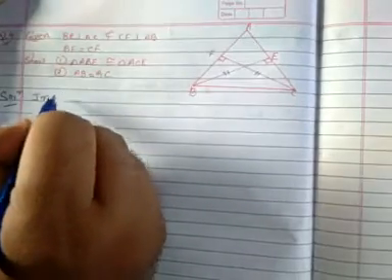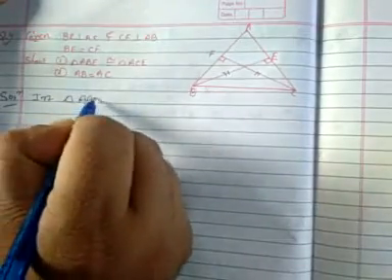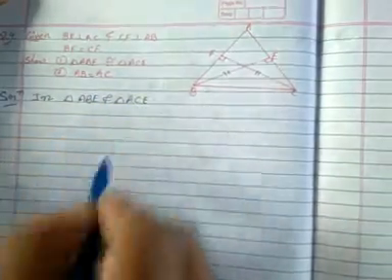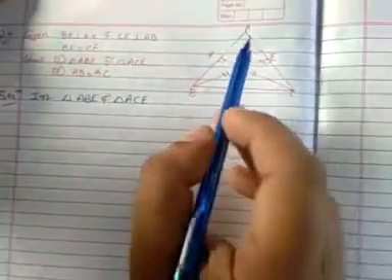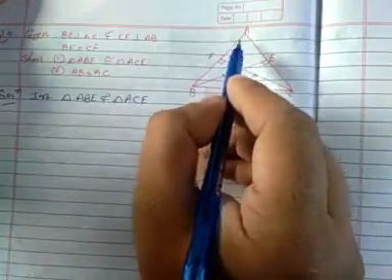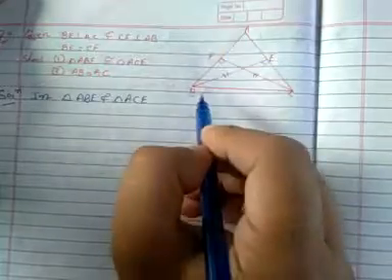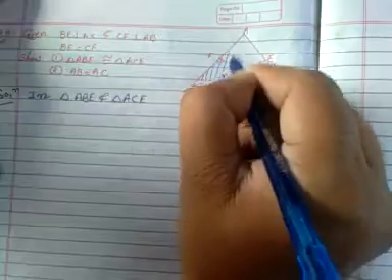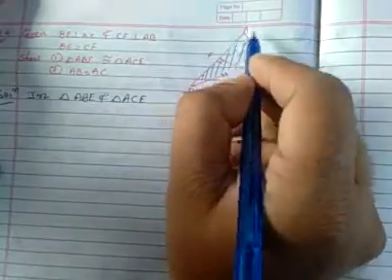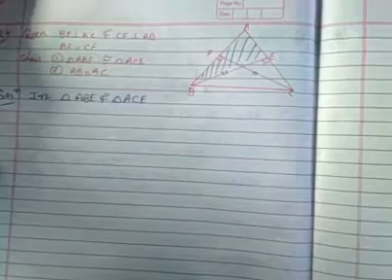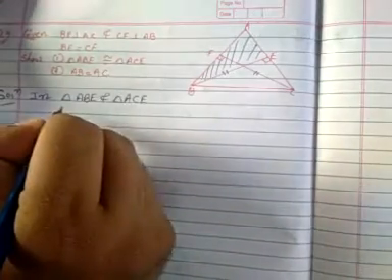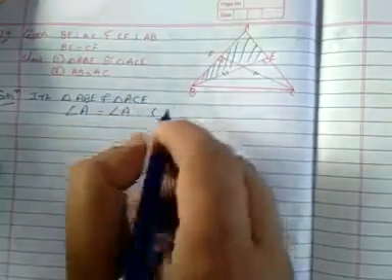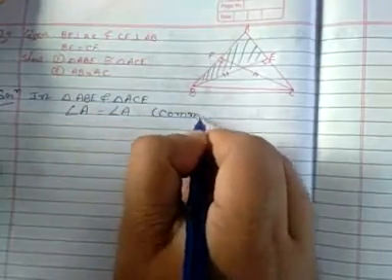So first, in triangle ABE and triangle ACF, first one is this angle A. A is common in ABE and ACF. So in both triangles we can say that angle A is common. So we can write angle A is equal to angle A because of common.